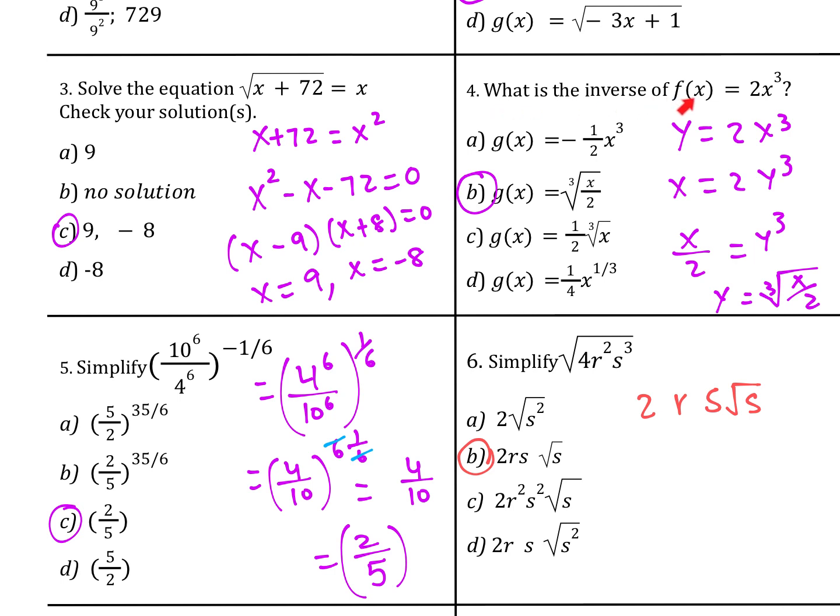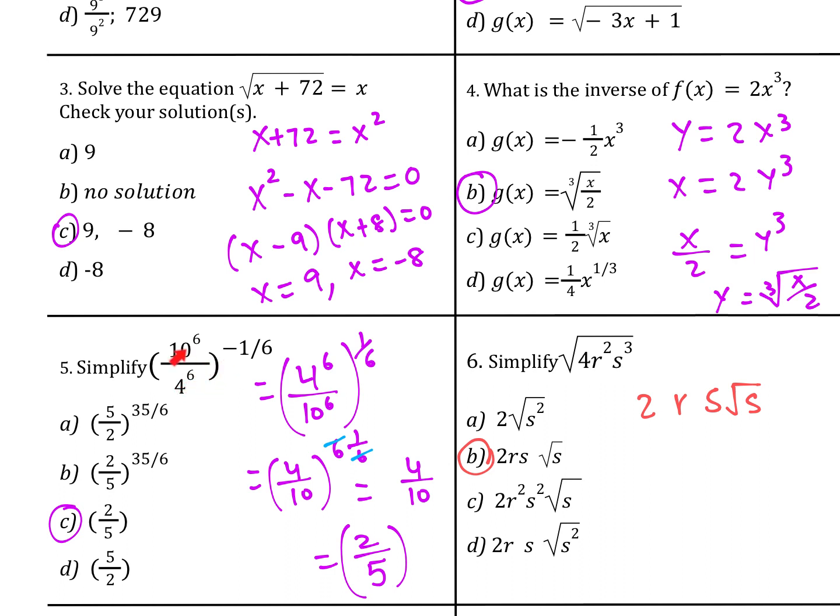Inverse function. Next we have inverse function. Step number 1, set f(x) equals y. Step number 2, switch x and y and solve for y. So divide by 2, we got y cubed, and take the cube root on both sides. You got y equals the cube root of x over 2.